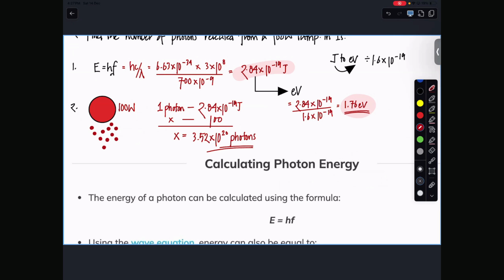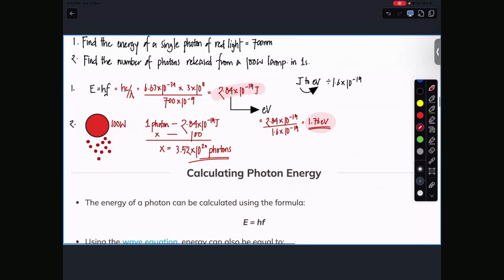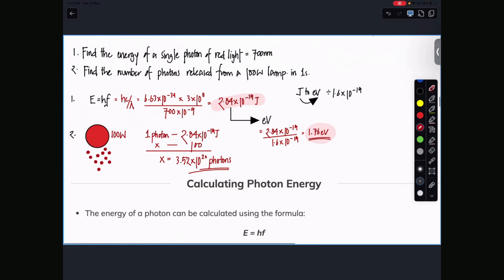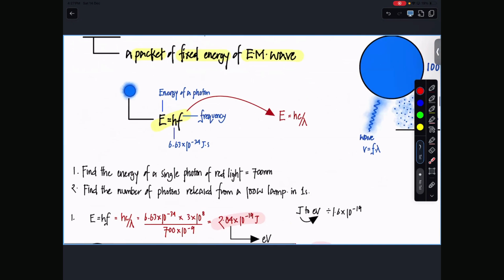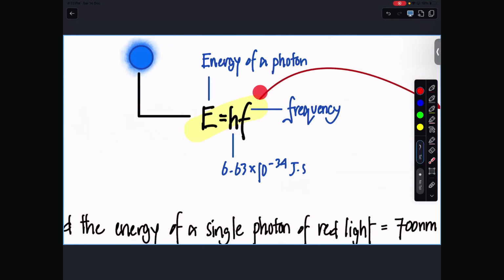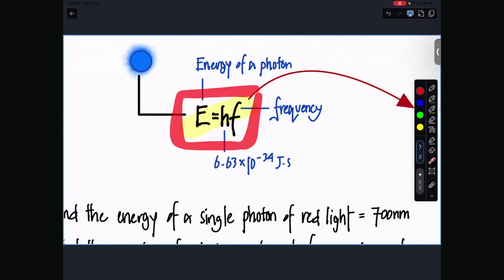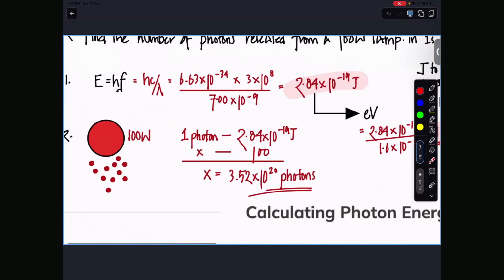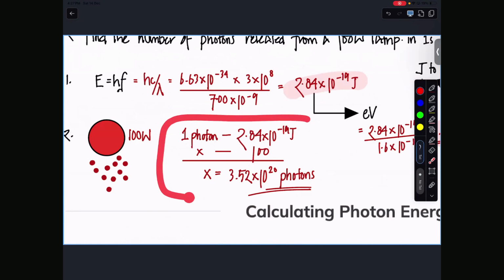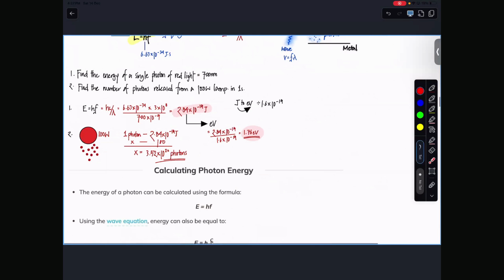So it's very important background here. The background is that whenever we deal with a photon, there are two things we need to learn for a photon. What are the two things? How much energy it has and how many photons are released from a source. So to find the amount of energy in a single photon, what's the equation? E equals hf. And if you want to find the number of photons released from a source, you do this unitary method. Are you with me so far? Okay, let's move on to the next one.